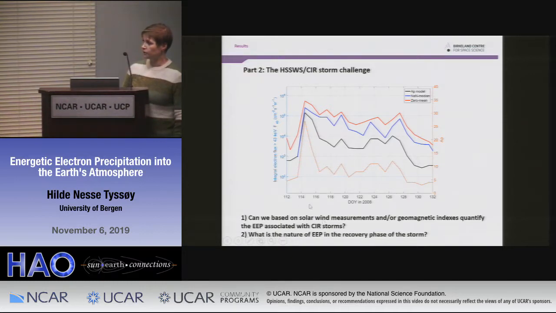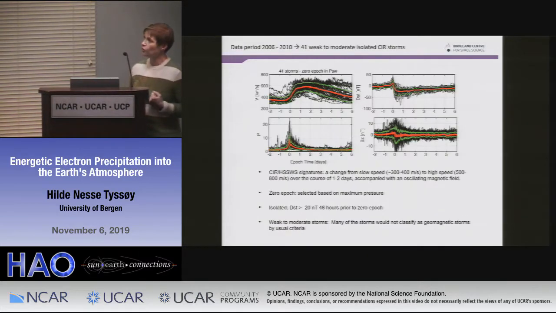And if we're going to do that, we also need to understand a little bit of the nature of energetic electron precipitation during these types of events. So I'm continuing now just looking at the loss cone data. I'm using a superposed epoch analysis based on isolated events from 2006 to 2010.